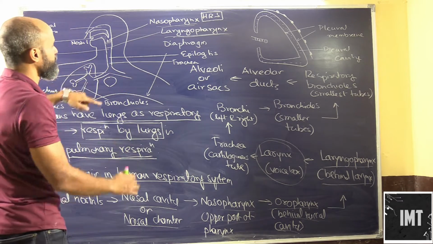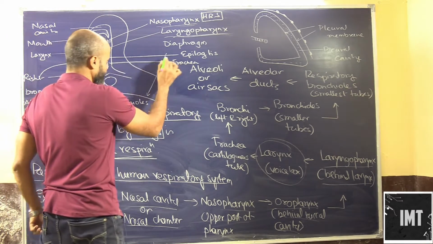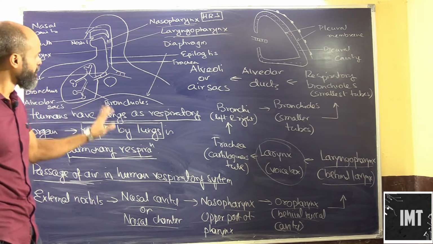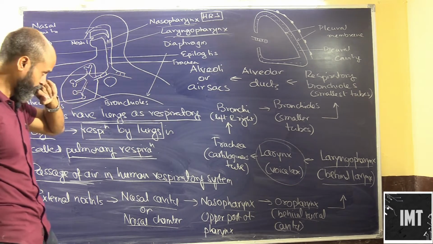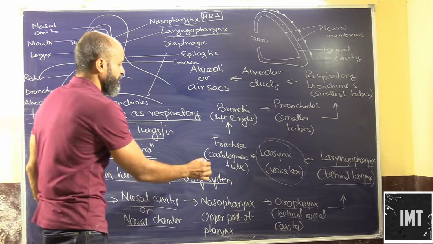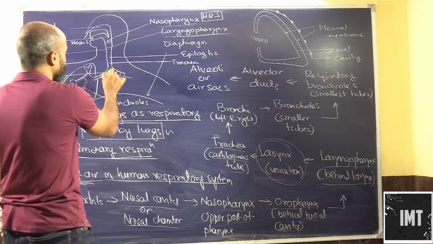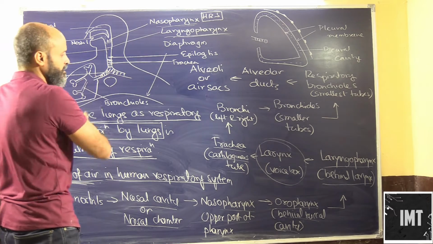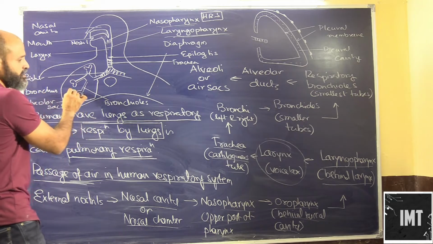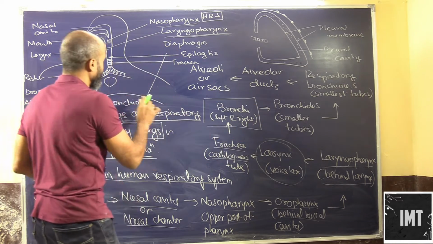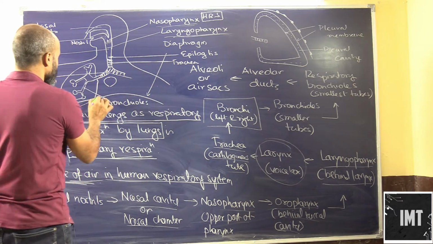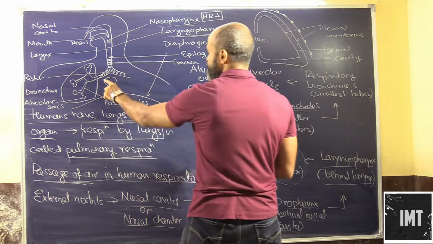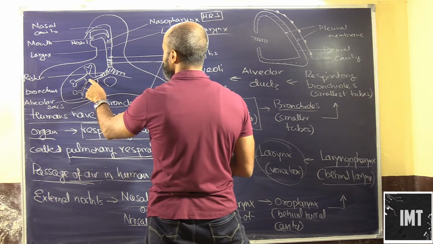Then it enters the trachea, just before it divides and moves on to both of the lungs. Here I have shown just one lung. The trachea is basically a cartilaginous tube. Then it moves into the bronchi, left and right, both ways. These are the bronchi, and then it moves into the bronchioles.